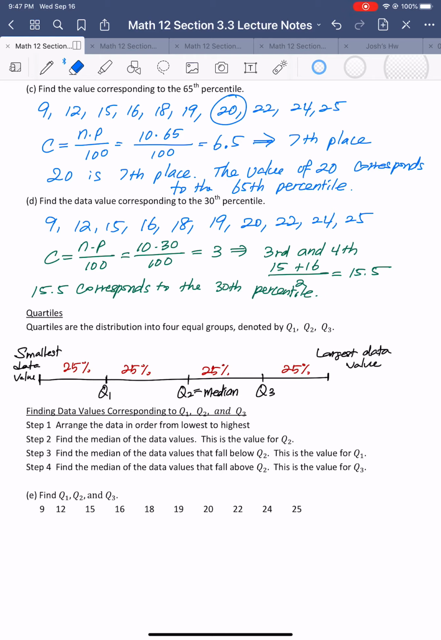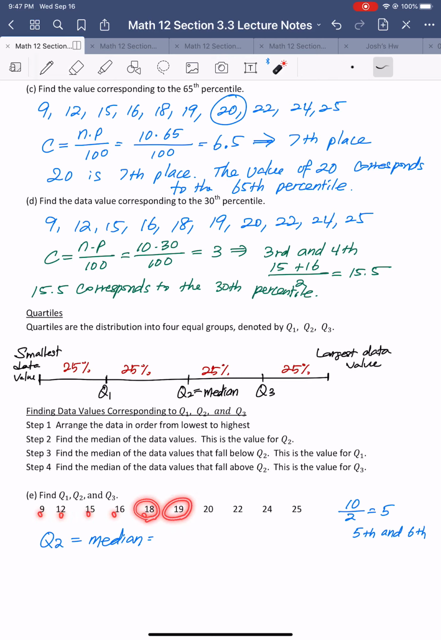Since we need to find Q2 first, Q2 is the median. Finding the median: there are 10 numbers, and divided by 2 that is 5. Because when you have an even count, you get the 2 middle numbers, the 5th place and the 6th place. The 5th place number is 1, 2, 3, 4, 5: 18, and then 19. So use 18 and 19 and divide by 2, which is 18.5. That is Q2.